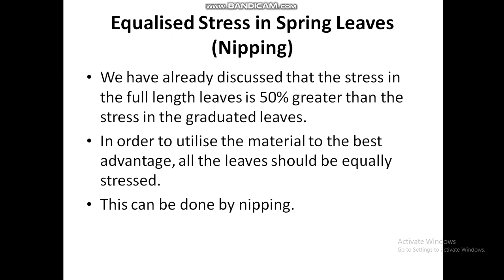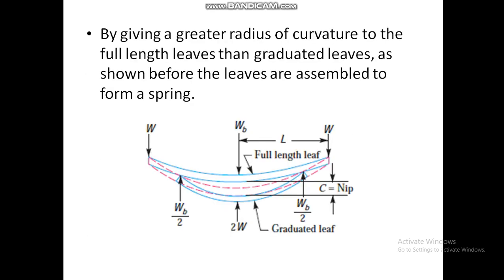How can this be achieved? Let's see. We have already discussed that stress in the full length leaves is 50% greater than the stress in the graduated leaves. In order to utilize material to best advantage, all leaves should be equally stressed. This can be done by nipping. So what is nipping? Here is an example. By giving a greater radius of curvature to the full length leaves than the graduated leaves, as shown below, the leaves are assembled to form a spring.